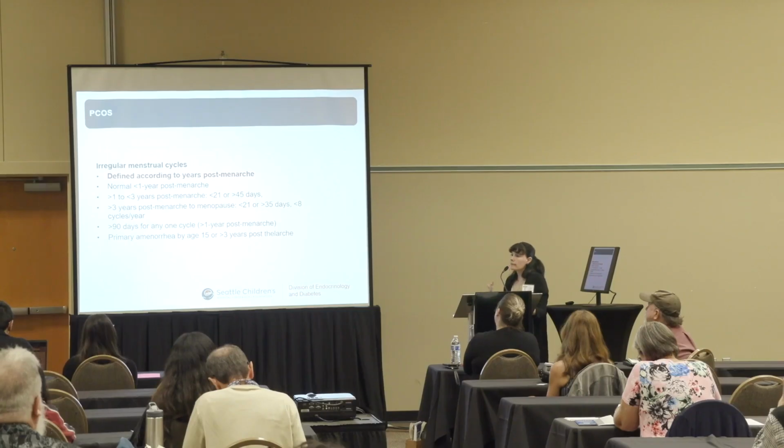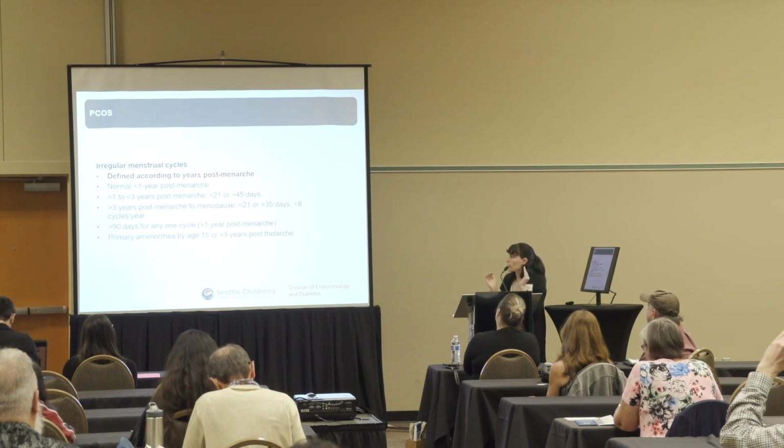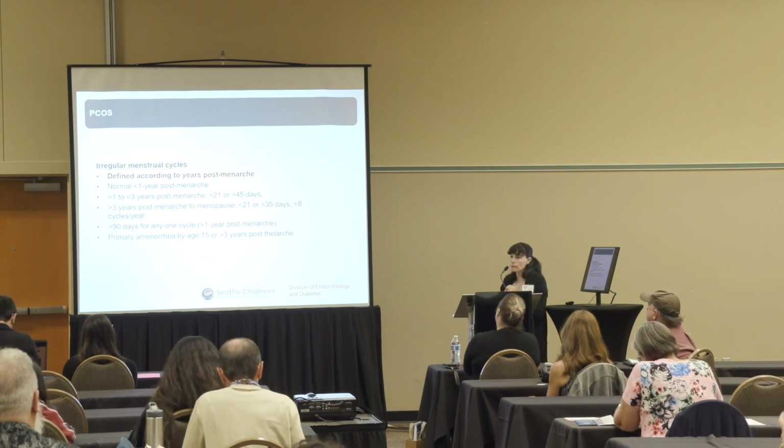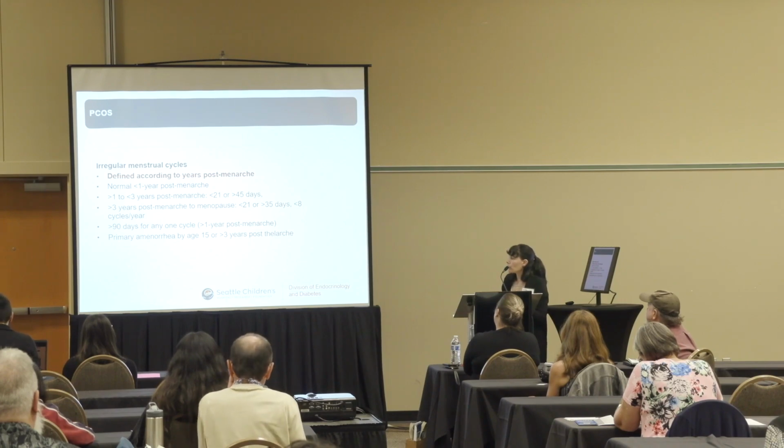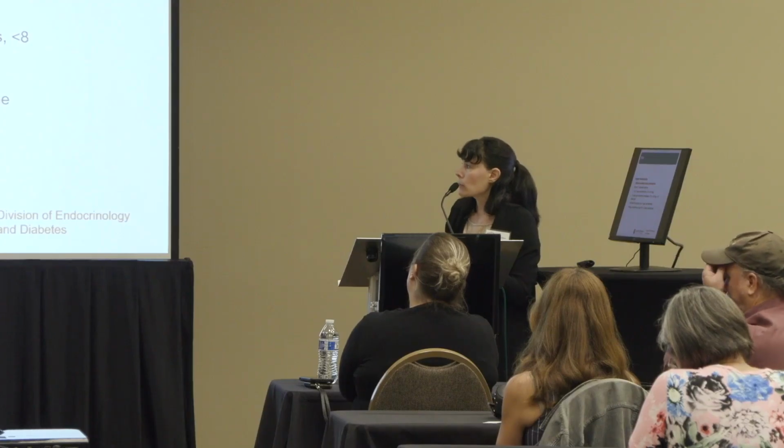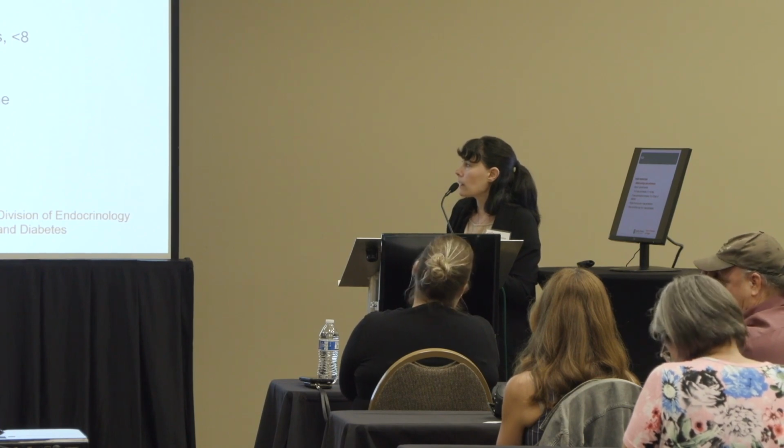And then when we pass the first year post-menarche up to 3 years, we can remember and teach our patients to say, well, from day 1 to the next day 1 is okay if that falls between 21 to 45 days. After 3 years, that distance shortens to 21 to 35 days, and you do have to have at least 8 cycles a year. And more than 90 days, so 3 months without a menstrual cycle after the first year, will be considered abnormal. And the definition of primary amenorrhea is when you haven't achieved menstrual cycles by the age of 15 or 3 years post-thelarche.